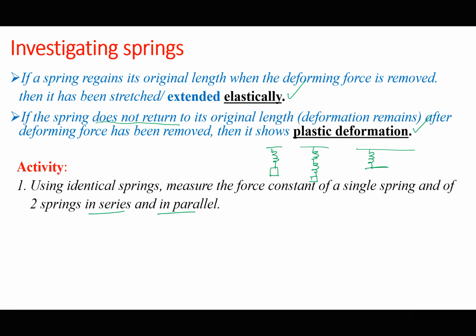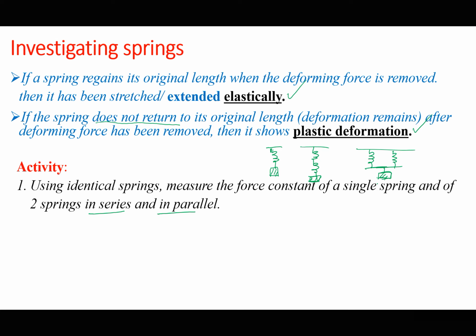In parallel, you now arrange them like this and put the same load on your object. This is an activity you can carry out in class. Have identical springs. You can even have 1, 2, 3, 4, 5 springs, and put all of them on the same retort stand. Clamp them on the same retort stand, add the same load. Put the same load on each combination and see what really happens.